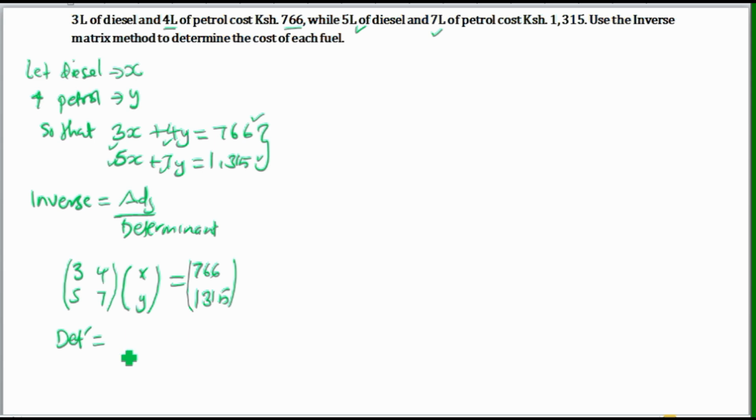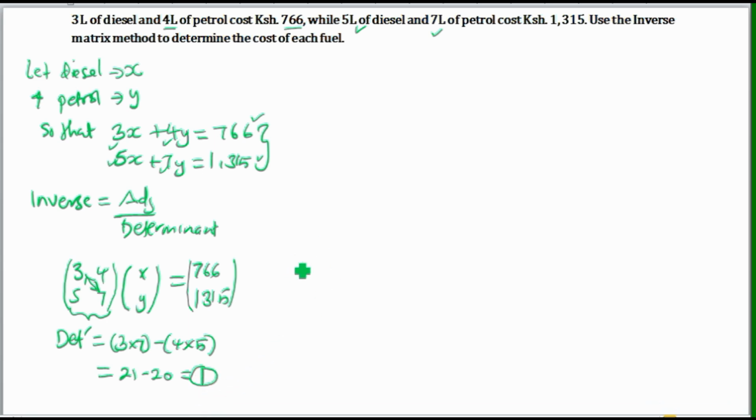Now the determinant of this matrix is what we're going to calculate. For the determinant, you take the product of the leading diagonal elements and subtract the product of the other elements. So we shall take 3 times 7, subtract 4 times 5. And this is the same as 21 minus 20, which is 1.